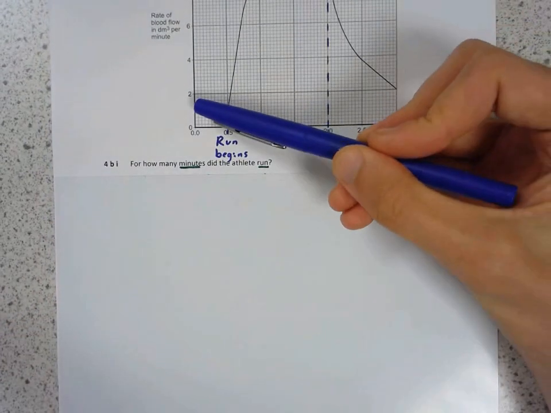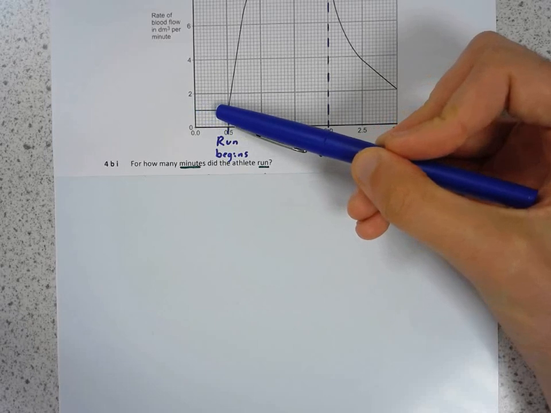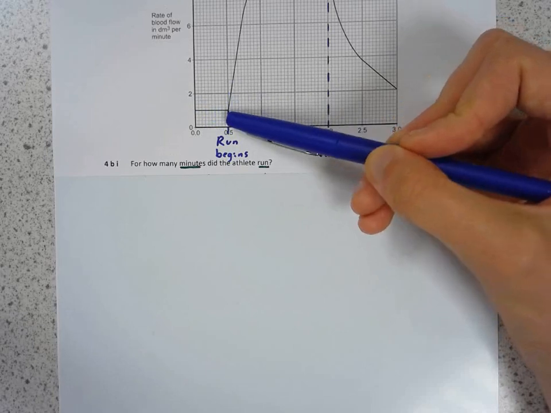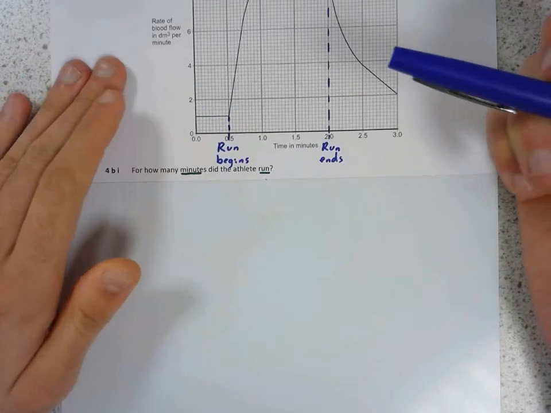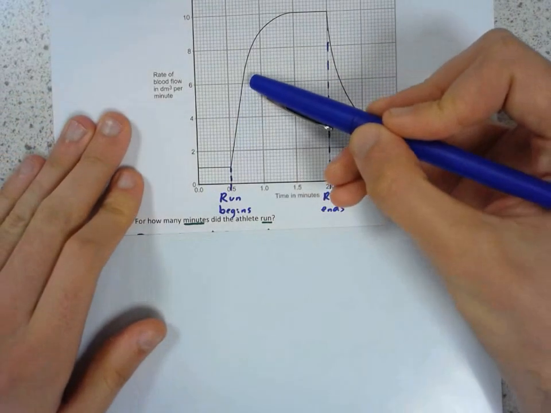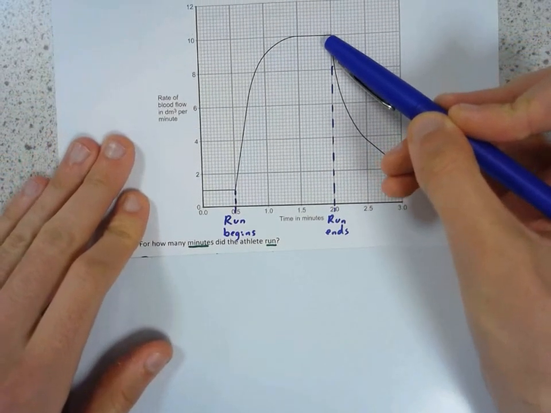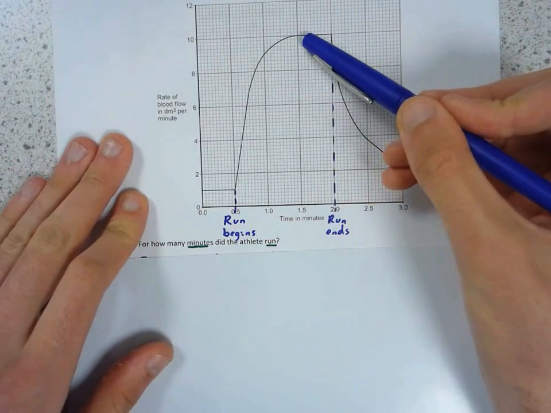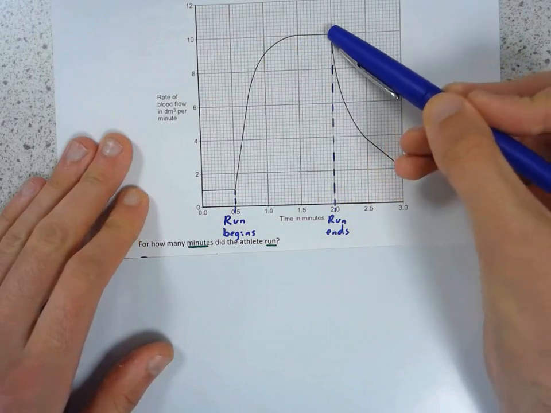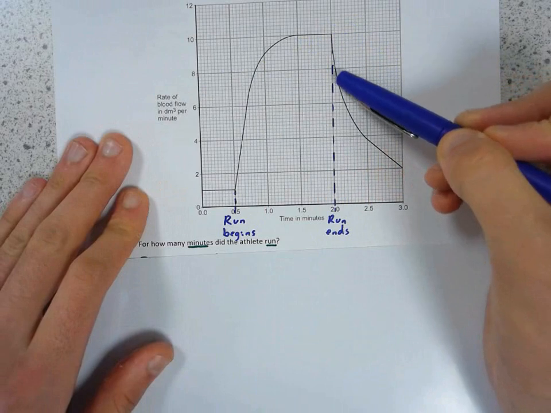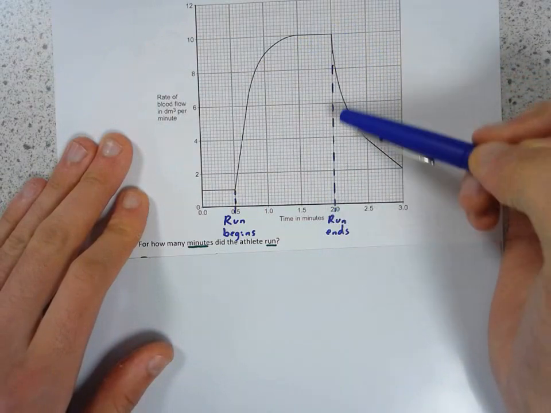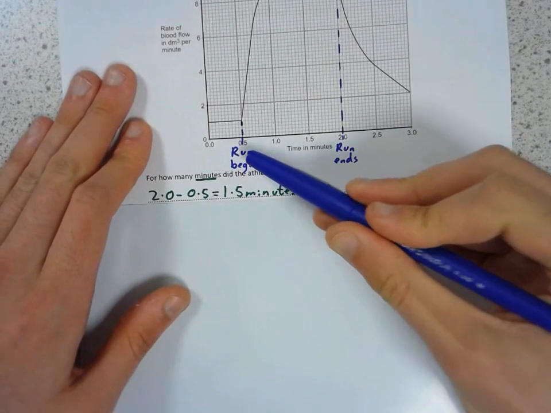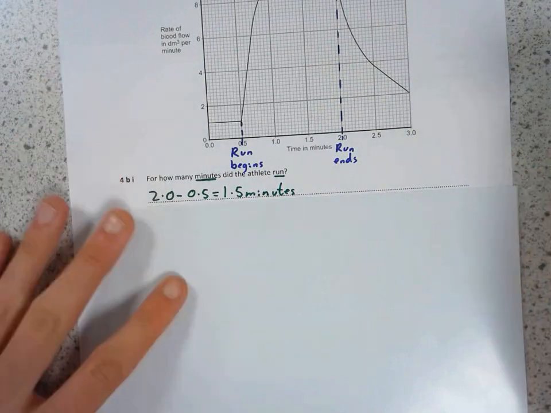Okay, so I can see here we've got a constant amount of blood flowing through his vessels at this point, and then suddenly it starts to increase. So that indicates to me that's when his run begins. Then it's slowly going to increase and it levels off, but at this point I've still got quite a high amount of blood flowing through the vessels per minute. So at this point I'm thinking he's still carrying out exercise, and then here it starts to decrease, and that tells me that the exercise must be finished and he's starting to recover from that exercise. So we're going to do 2 minutes minus 0.5, which tells me it's 1.5 minutes.